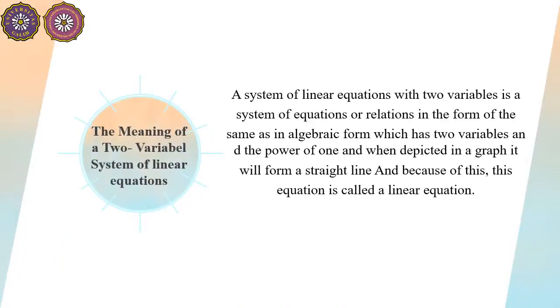Okay, the meaning of a two-variable system of linear equation. What about the meaning of a two-variable system of linear equation? Okay, a system of linear equation with two variables is a system of equation or relation in the form of the same as in algebra, which has two variables and the power of 1, and when drawn in a graph it will form a straight line, and because of this the equation is called a linear equation.